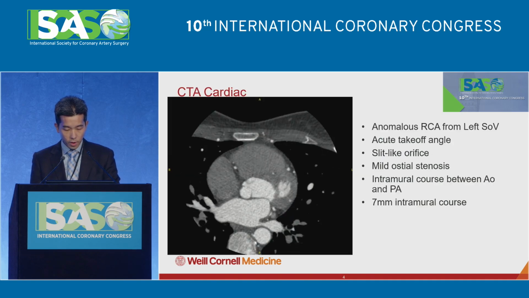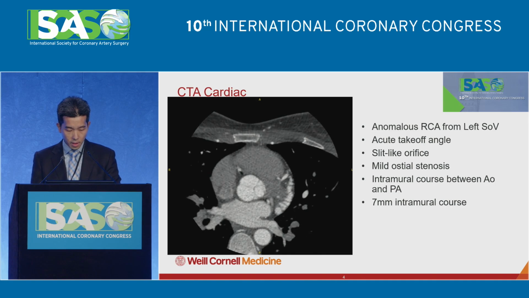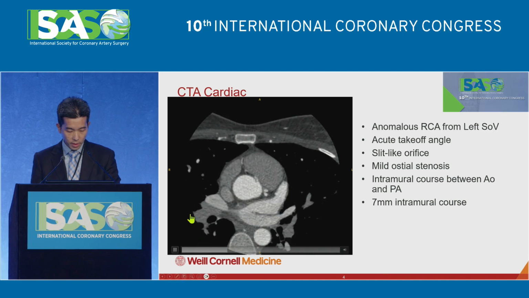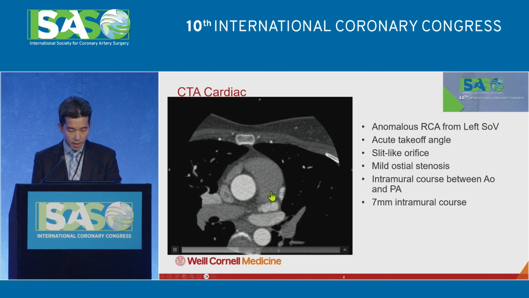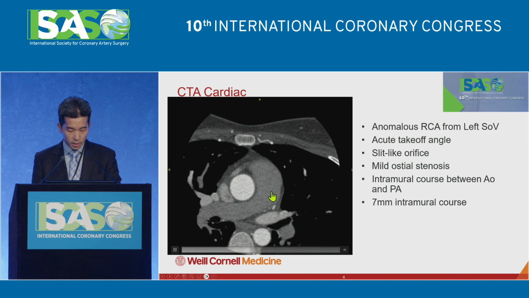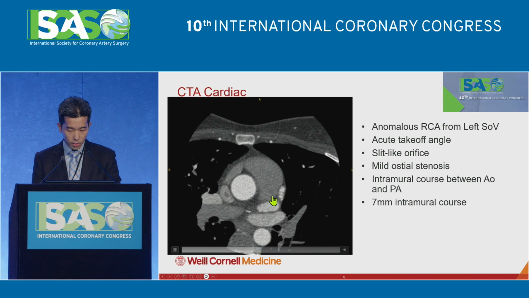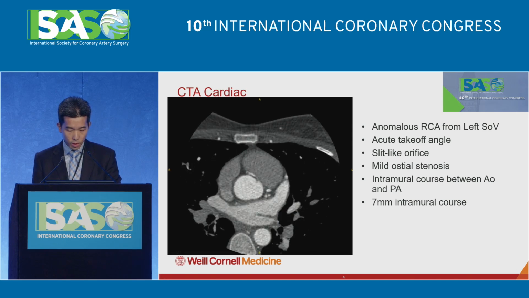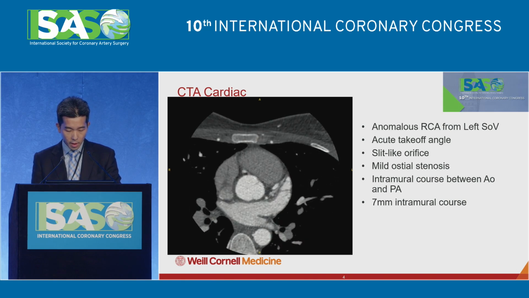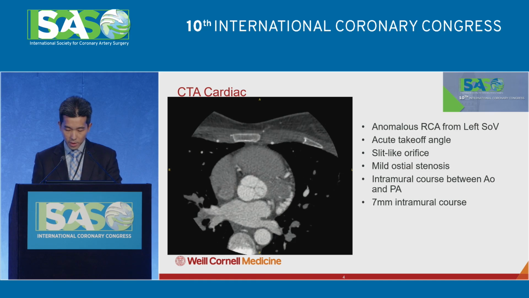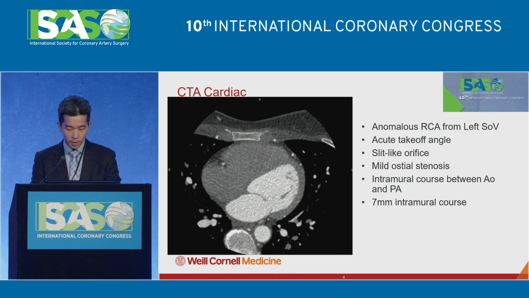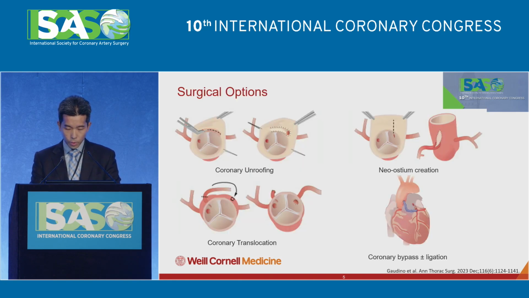This is her coronary CT. Here you can see the anomalous right coronary artery coming off from the left sinus of Valsalva. It has an acute angle takeoff, slit-like orifice, some ostial stenosis, and it has an intramural and interarterial course between the aorta and pulmonary artery. The intramural segment measures about 7 millimeters. So this has all of the classic signs of a symptomatic anomalous coronary.